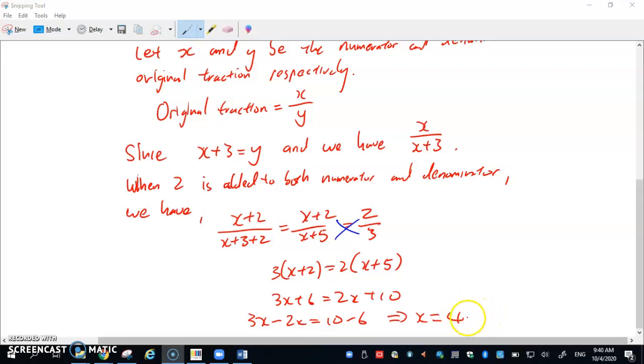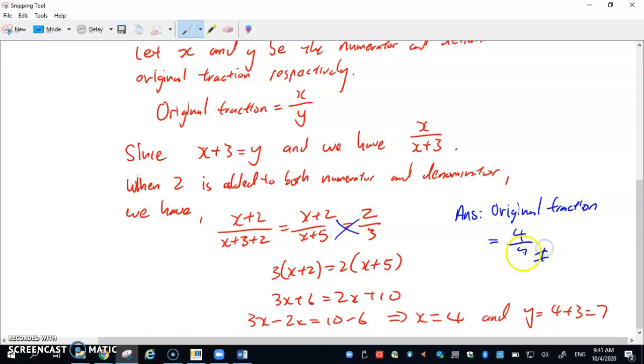Okay, and as a result, y equals 4 plus 3 equals 7. Okay, so the answer, which is the original fraction, equals 4 over 7, and that's our answer.